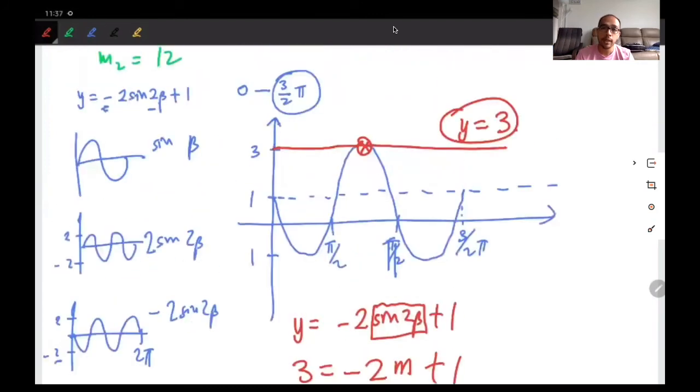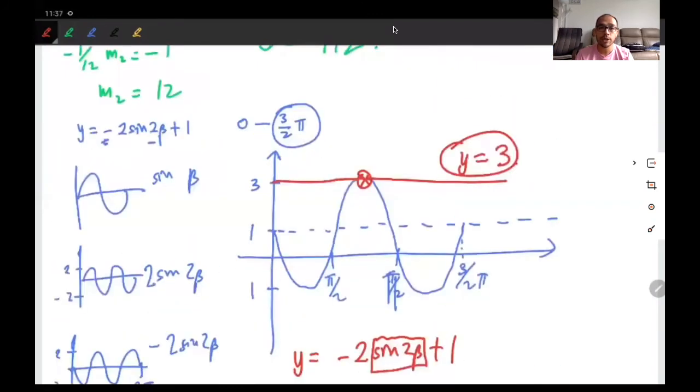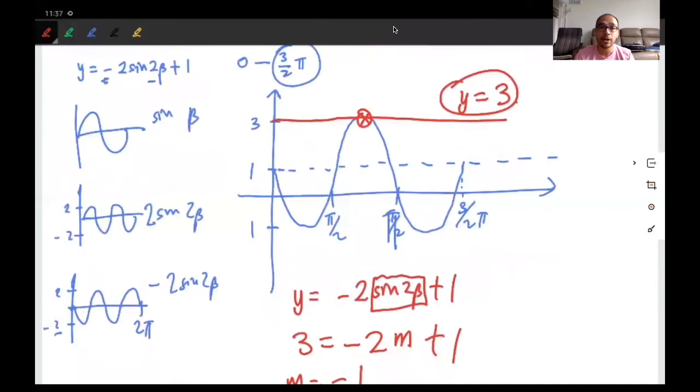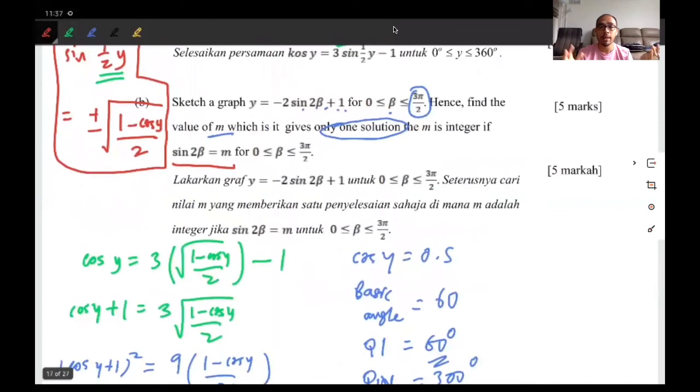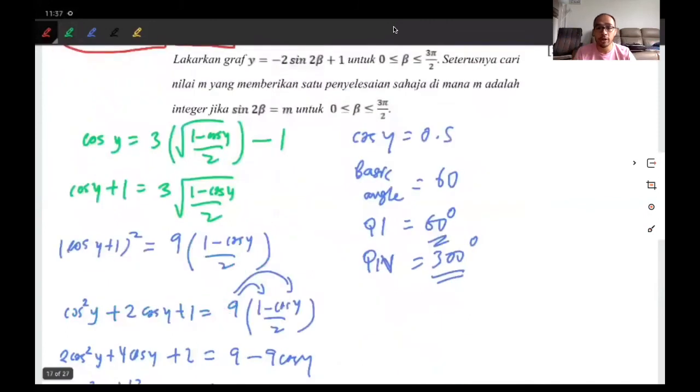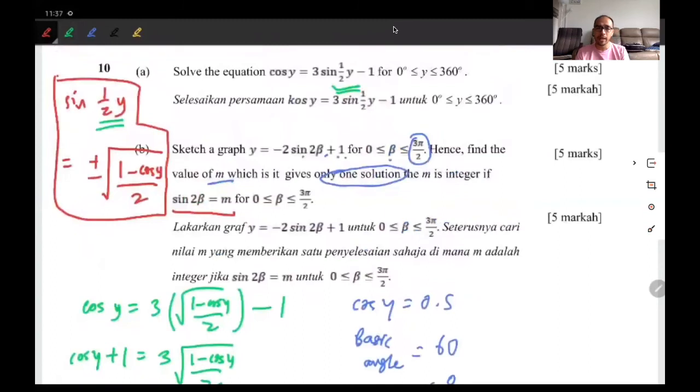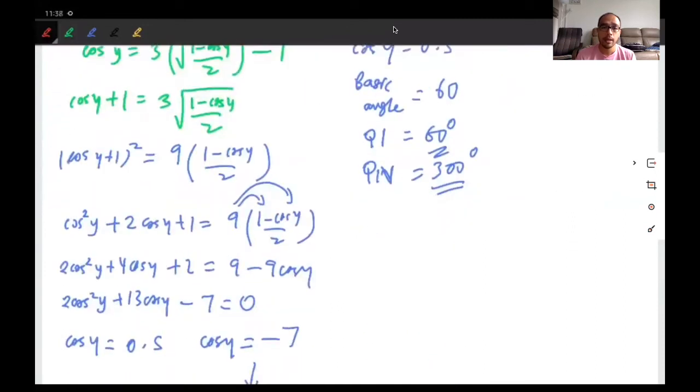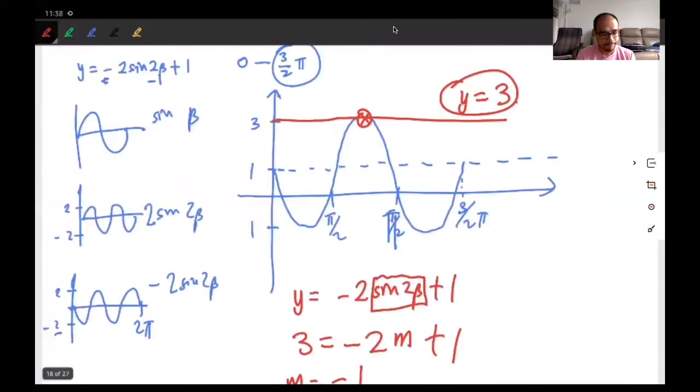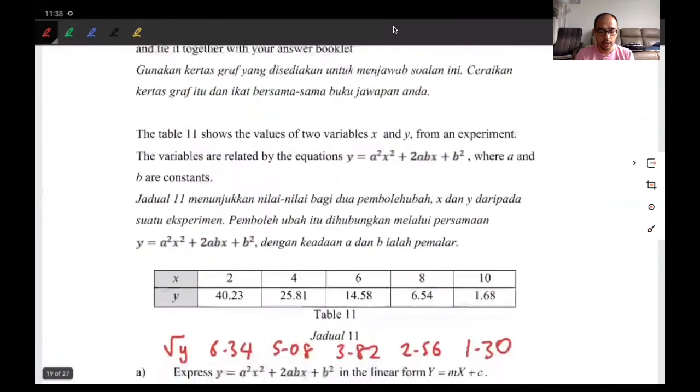So I would say this trigonometry question is a little bit tough, because both question A and B are out of the ordinary. Question A, I won't worry so much because half angle actually shouldn't be tested. It's not in your syllabus actually. Okay, question 11.